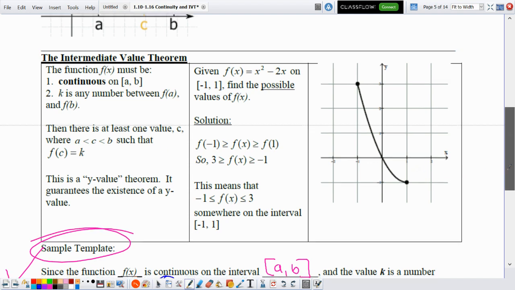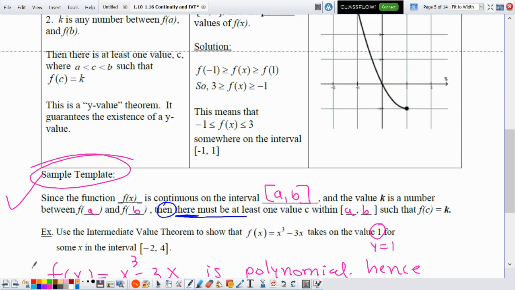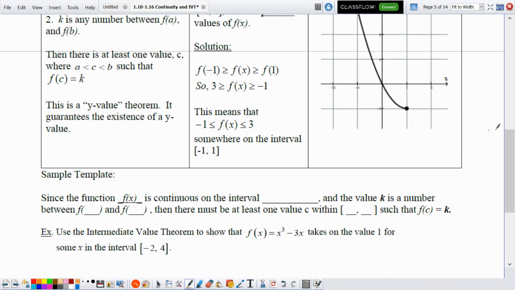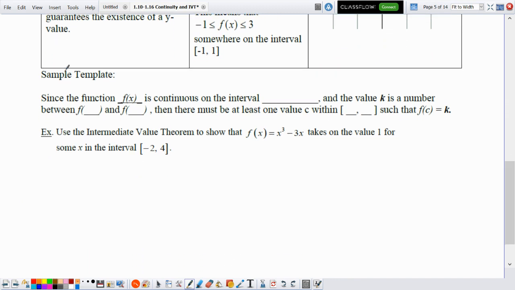So let's take a look at the example again, the sample template. The template here is given to you, and you must use this template. The function is continuous on the interval, which is a closed interval a and b. These are x values. The value k means the y value is a number between f of a and f of b. Then this is the conclusion: there must be at least one value c within a and b such that f of c is equal to k. k is again a y value.